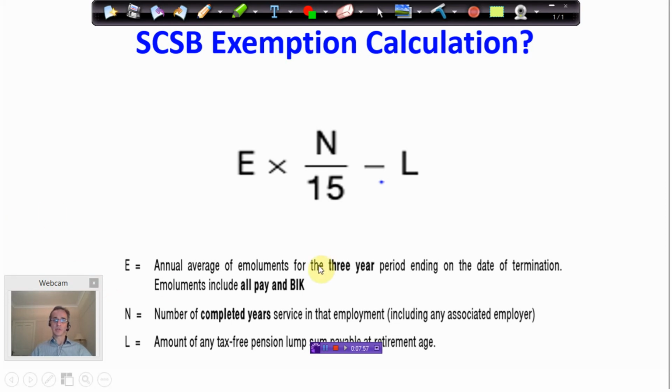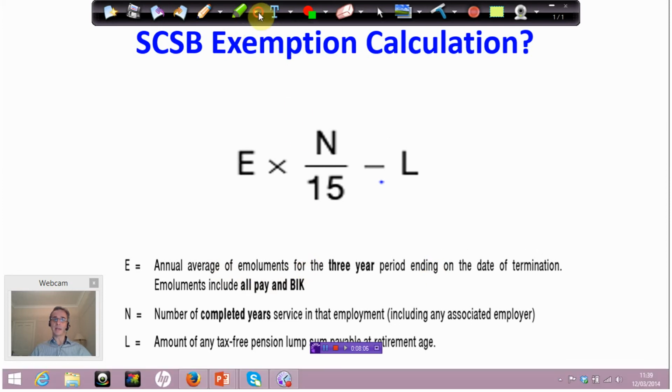Now, I'll draw your attention to a couple of tricks I've seen the examiner play on this area. The first one relates to something I've just mentioned on the previous slide, that what we're looking to do is get the average of emoluments up to the date of termination. So in other words, it's not the 3 previous tax years. Okay, that's the first thing. And then the second thing is we're looking to add in all pay and all benefits in kind.